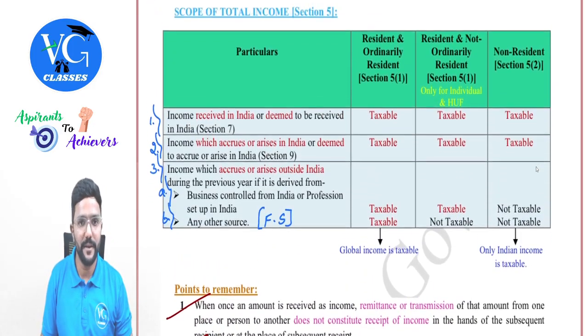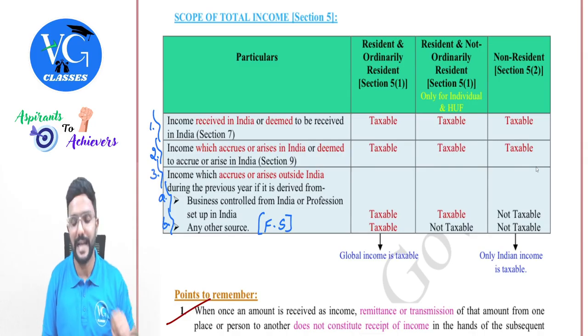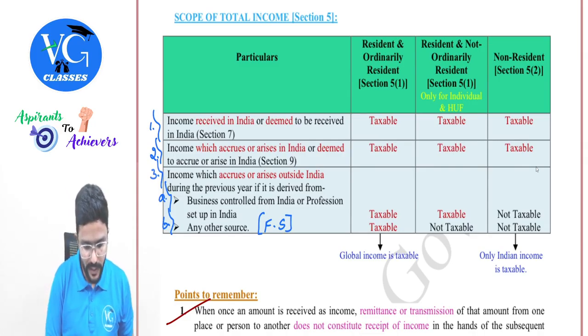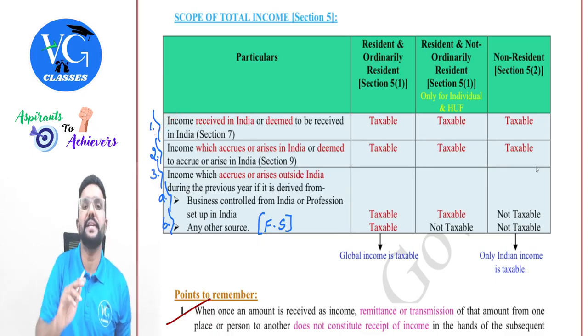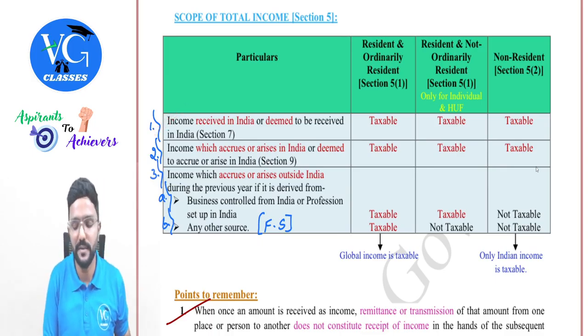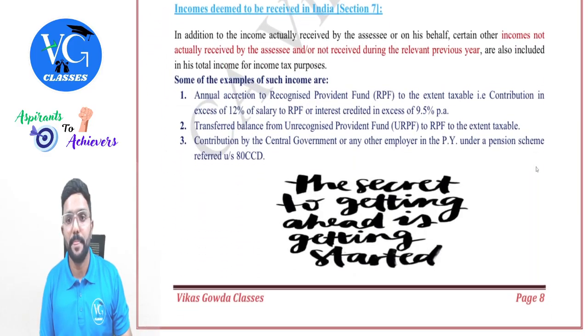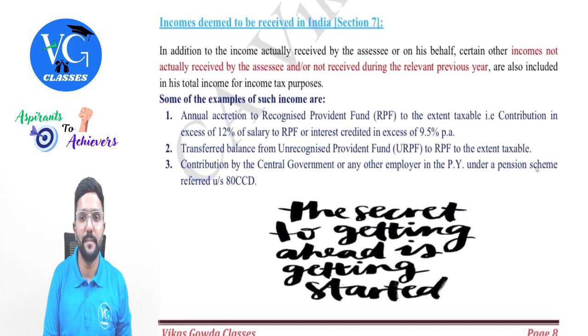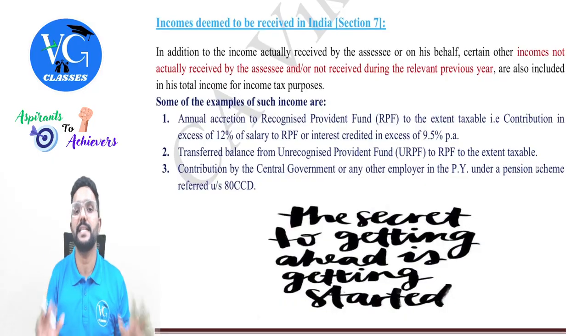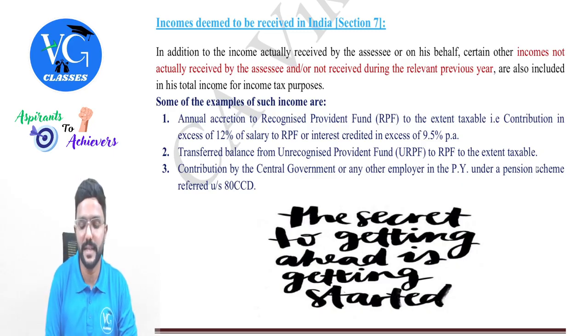Now, in section 5, when we were talking about what incomes are taxable, there we saw income received or deemed to be received. Sir, what is deemed to be received? It is given in section 7, guys, as if received. The person would not have received this money in the previous year, but still as if he has received it because he is the ultimate beneficiary. So it is given in section 7.